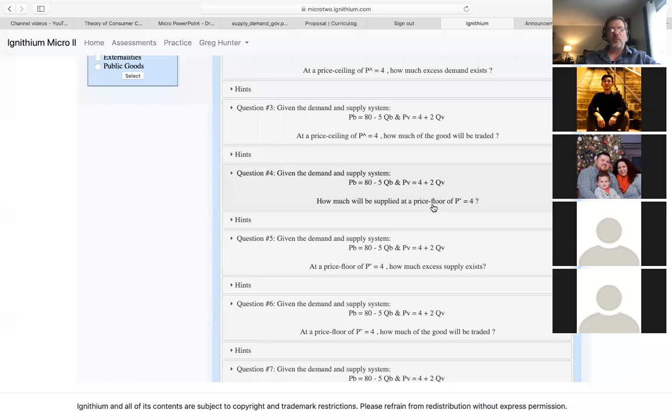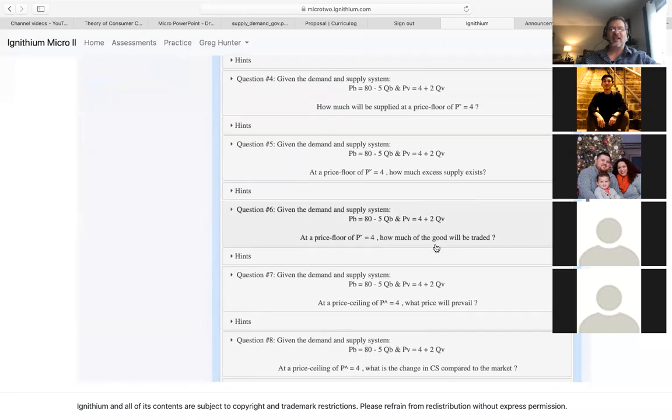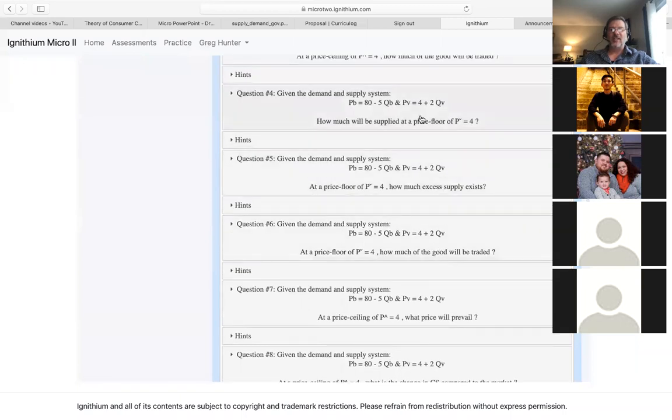For question number four, we switch to price floors, and I think this is a good place to get started this morning. You can see that questions 4, 5, and 6 are all related, and so is question 7. The equations are the same. We're just changing what piece of data we're looking for.